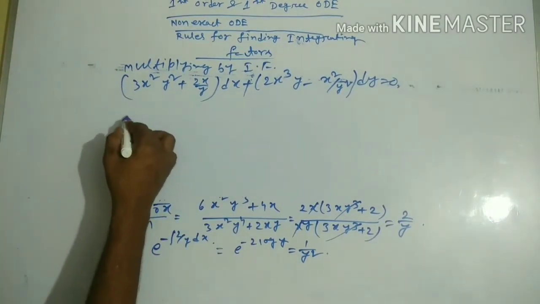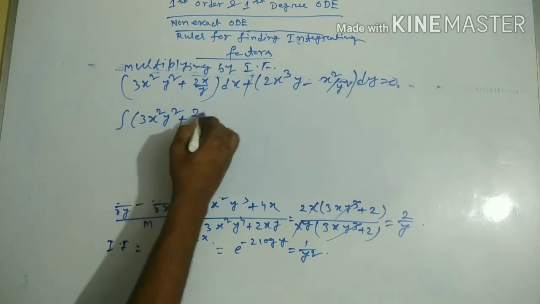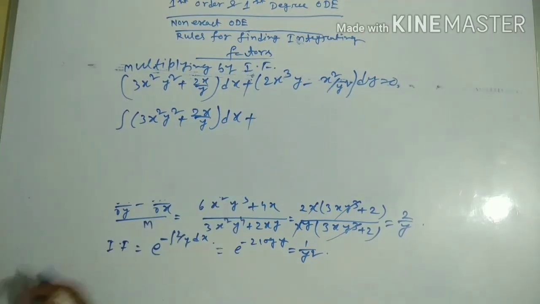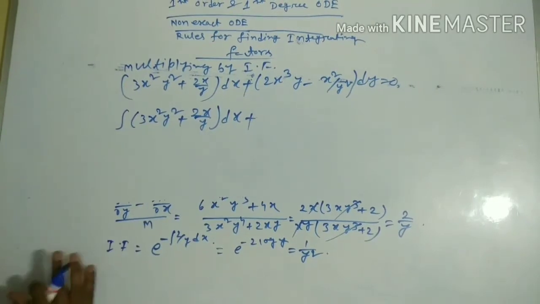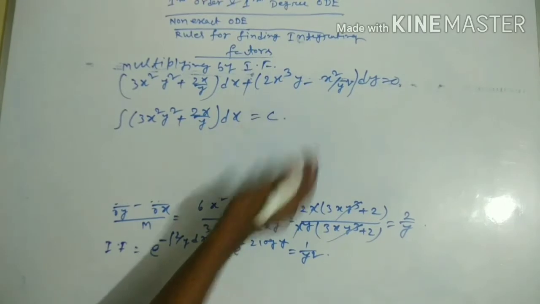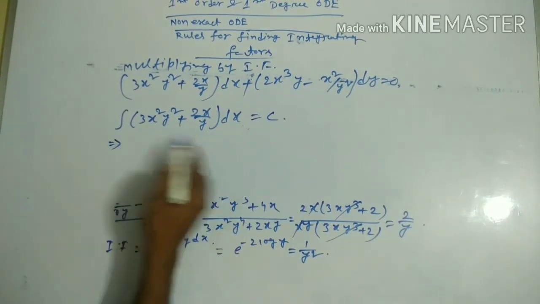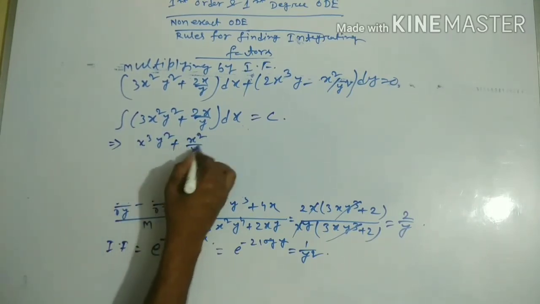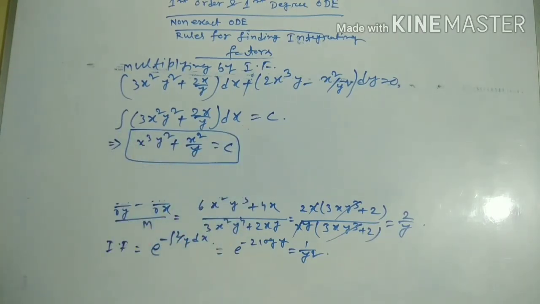So the solution will be integration of M dx plus integration of N, but here we see that both the terms of N contain x, so we will not take these terms for integration. So this is equal to c, where c is an arbitrary constant. So after integrating, this will be x cube y square plus x square by y equal to c. So this is the general solution of the given ODE.